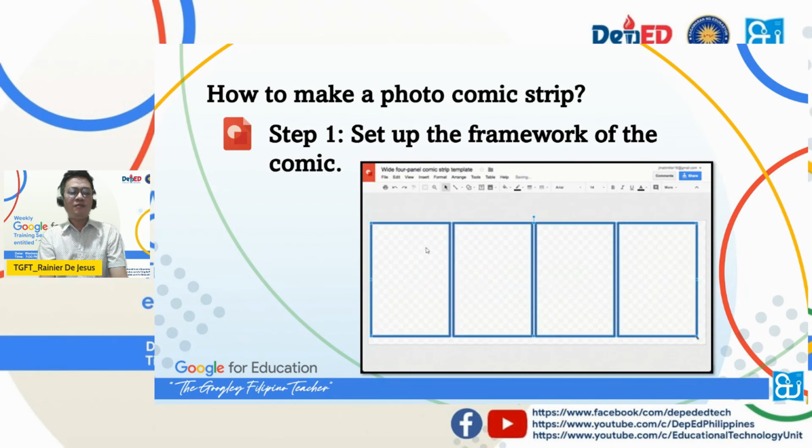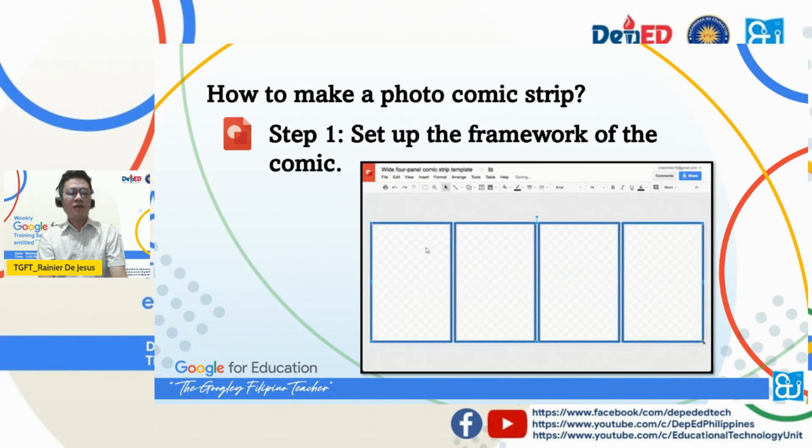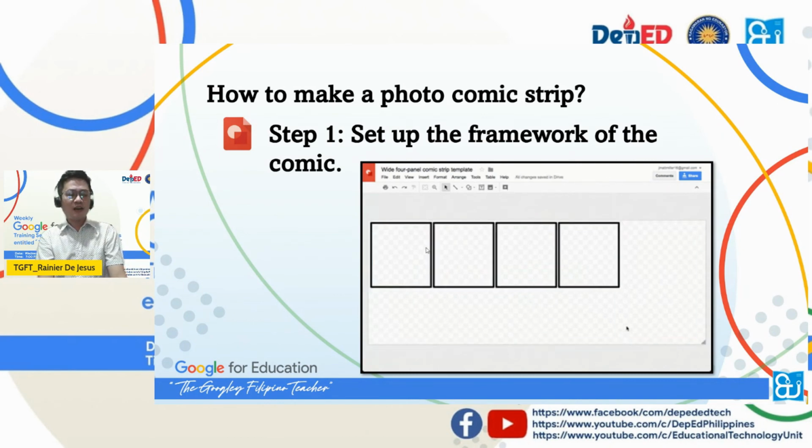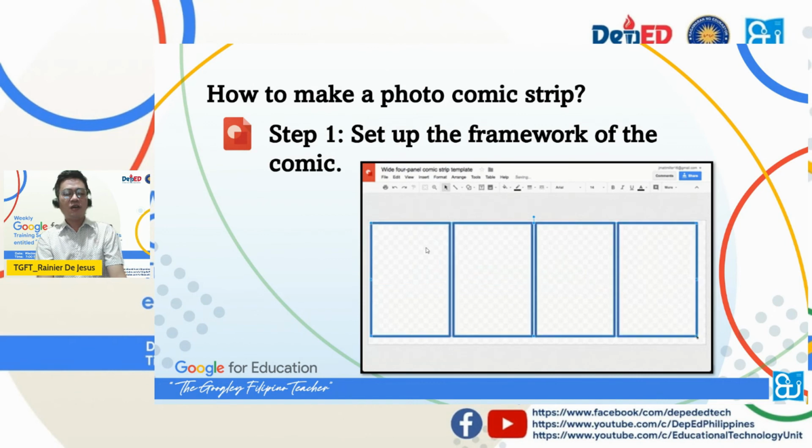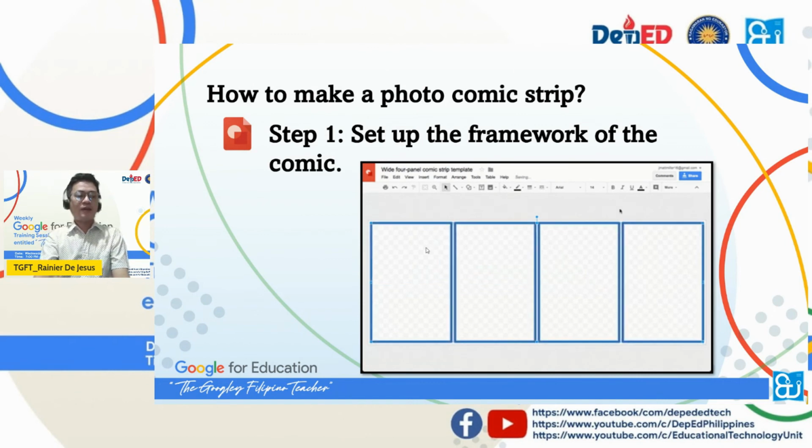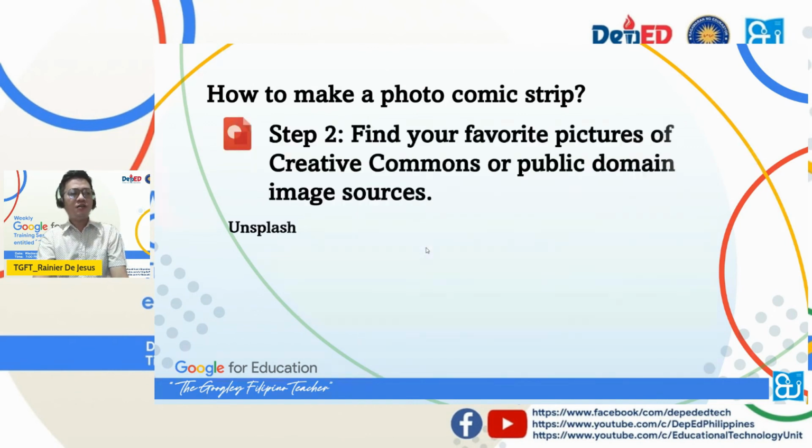I-highlight po natin. Pag na-highlight na yung 4, pwede nating i-click at i-drag para lumaki po sabay-sabay. Makita po natin yung kulay blue na naka-placeholder na siya and ready to resize. Step number 2, dear teachers, find your favorite pictures of Creative Commons or public domain image sources.